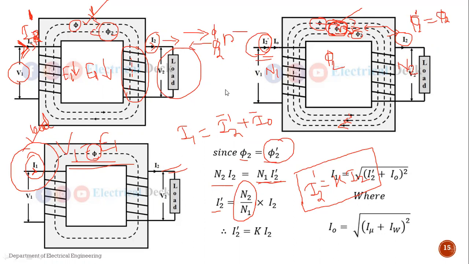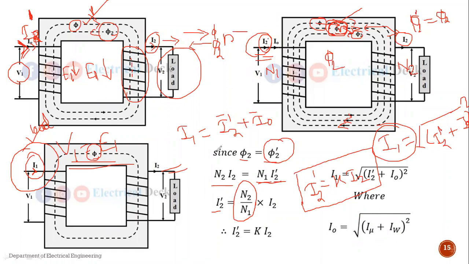And I1, I have told that it is the vector sum of I2 dash plus I0. That means I1 is equal to the square root of I2 dash square plus I0 square. So it is the vector sum of the two. So if I want to calculate I1, I1 is equal to under root of I2 dash square plus no load primary current I0 square. It is nothing but the I1 current taken from the supply at the loaded condition.